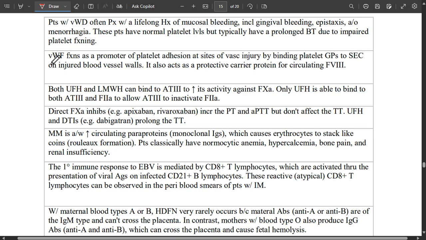Von Willebrand factor functions as a promoter of platelet adhesion at sites of vascular injury. It functions in platelet adhesion through GP1b. The platelets with the GP1b receptor bind to the collagen exposed at the site of vascular injury, through von Willebrand factor binding platelet glycoproteins to subendothelial collagen on blood vessel walls. It also acts as a protective carrier protein for circulating factor VIII. So factor VIII is carried by von Willebrand factor.